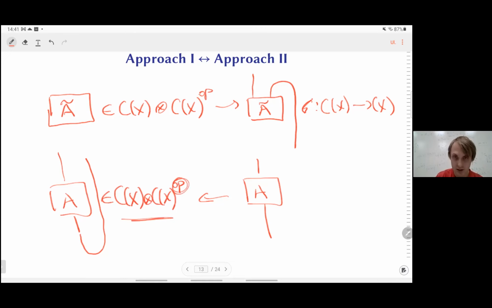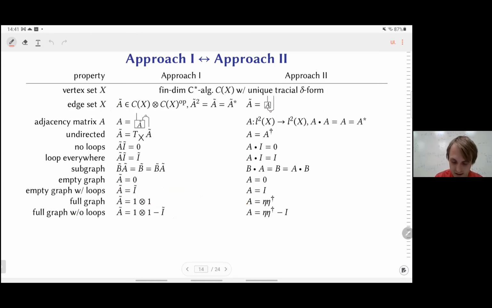Good. So maybe to summarize everything, this part is what I just told you. You can either follow approach 1 and fix the projection and then define the adjacency matrix like this, or you can follow approach 2, fix the adjacency matrix and define this projection here.